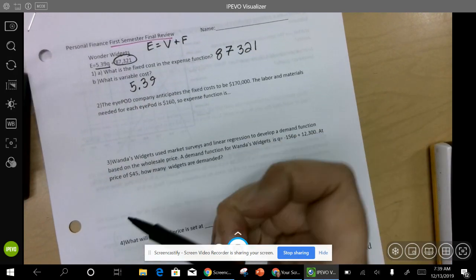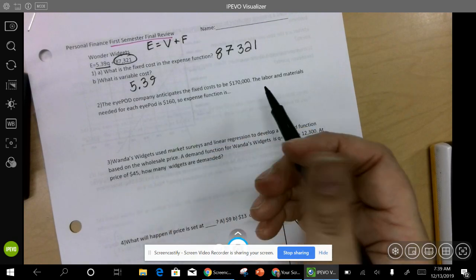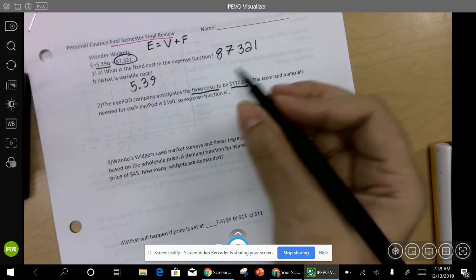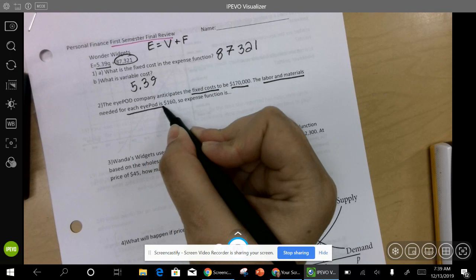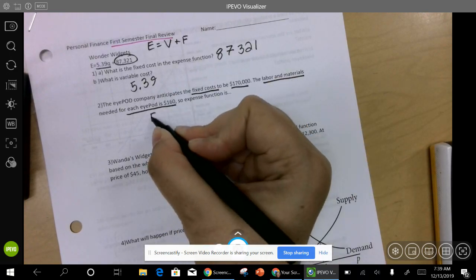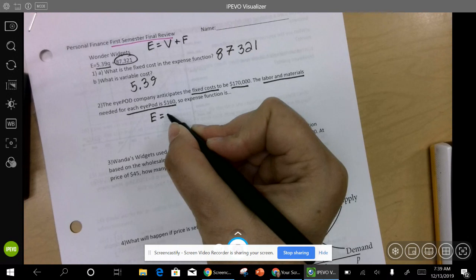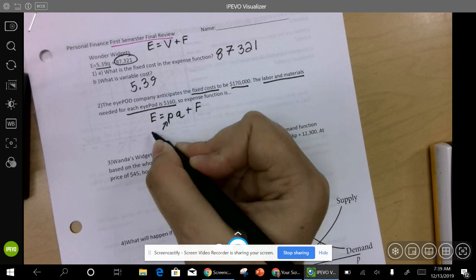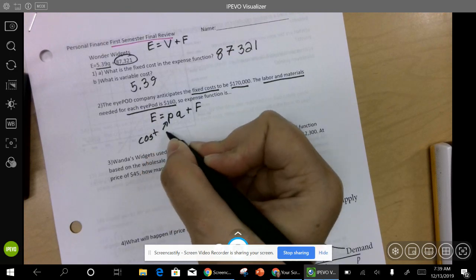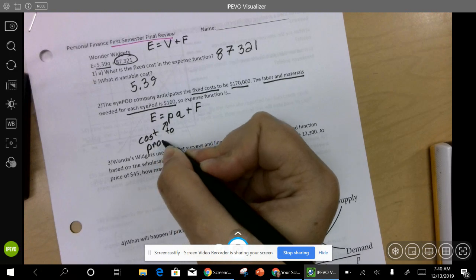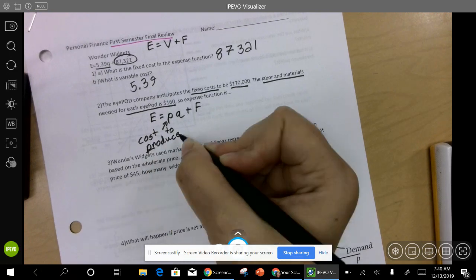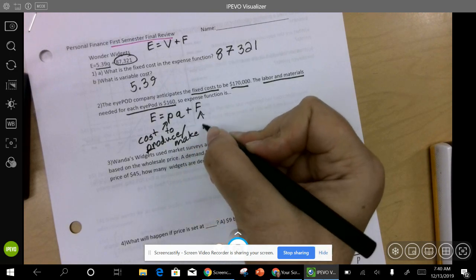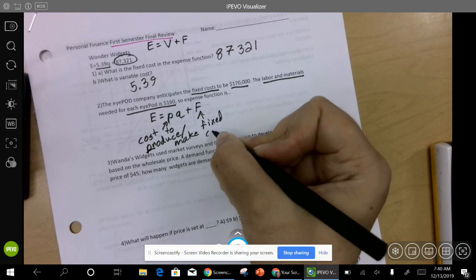Okay, it says the iPod company anticipates the fixed cost to be $170,000, and the labor and materials needed for each iPod is $160. So remember, E is equal to the variable cost, the cost to produce times the quantity, plus the fixed. In this case, everybody, P stands for cost to produce, or make or manufacture, and then F is the fixed cost.